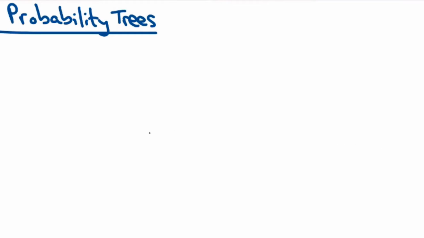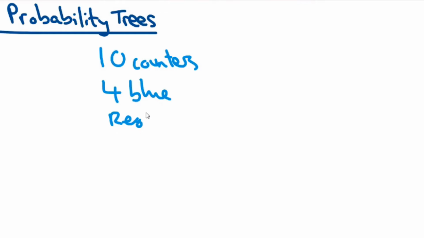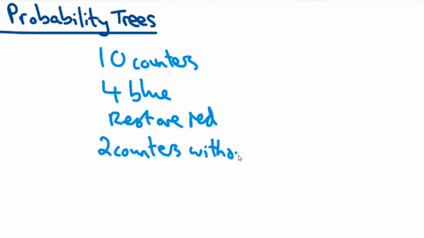And so we now make space to try a new one. This one I want you to try on your own. So, let us say that there are 10 counters in a box. Of these, 4 are blue. The rest are red. Now, someone is going to take 2 counters without replacement. What is going to be the probability they get at least one blue? If you just try this on your own by pausing the video and then press play when you are ready to compare.